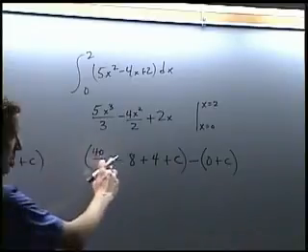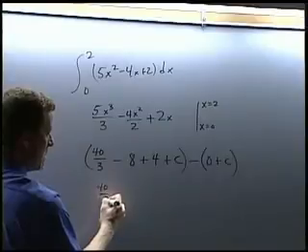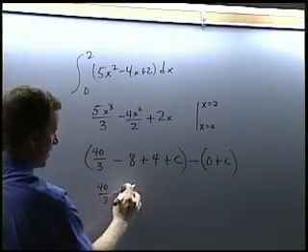All right, then we just go through and we just calculate this value here. 40 over 3 minus, looks like minus 4.